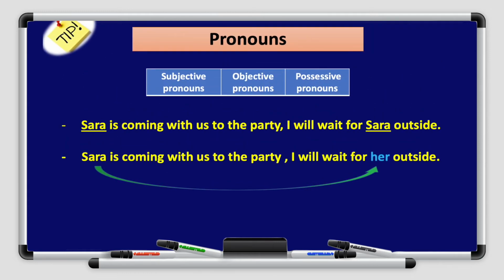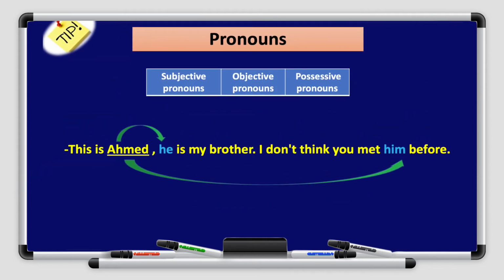I have more examples for you. Sarah is coming with us to the party. I will wait for Sarah outside. Here Sarah is repeated. What can I do to avoid this repeating? Sarah is coming with us to the party. I will wait for her outside. Here we use her to avoid repeating the word Sarah. Another example, this is Ahmed. He's my brother. I don't think you met him before. Here we used he and him to avoid repeating Ahmed.